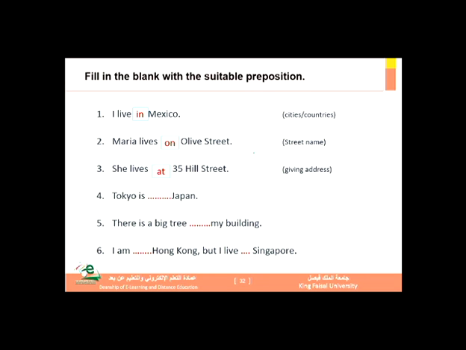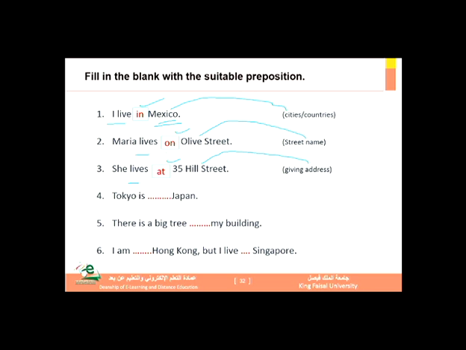Now, you also need to notice that we use the same verb here, live, but it is a different preposition. What makes the preposition choice on, in, or at? We look at the following word. If it is the name of a city, we use in. If it is the name of the street, we use on. If we are giving our address, we use at.